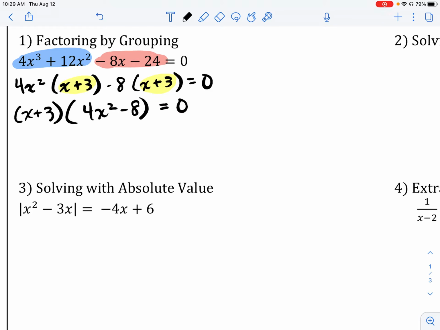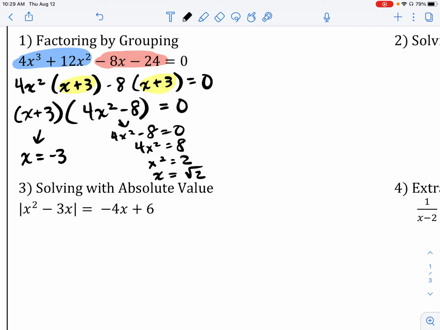Because at this point, we see that the zero product property allows us to set each one of our factors equal to 0. So this x plus 3 results in an x value of x is equal to negative 3. I'll write this one out: 4x squared minus 8 is equal to 0. That means 4x squared is equal to positive 8. If I divide both sides by 4, x squared is equal to 2. And then x is equal to root 2.